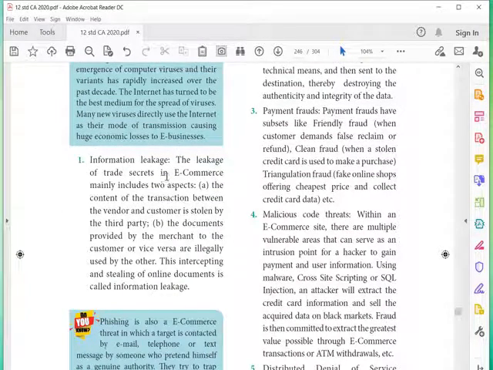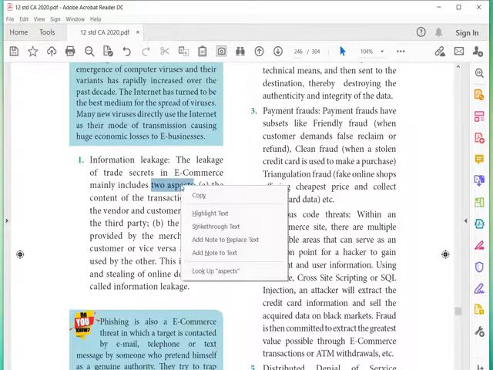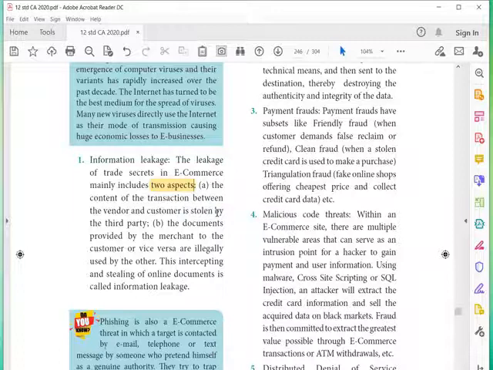The leakage of trade secrets in e-commerce mainly includes two aspects. In these two aspects, the secret information of a company can be moved to other people. The content of the transaction between the vendor and the customer is stolen by a third party. Another one is that the documents provided by the merchant to the customer or vice versa are illegally used by others. First the information is taken, next the document is illegally used by other people.